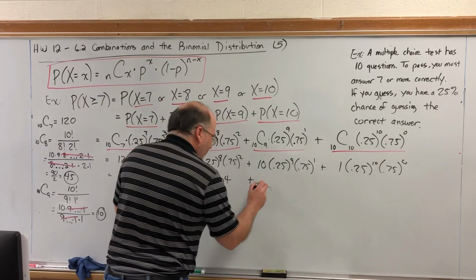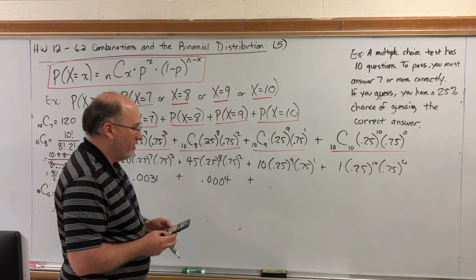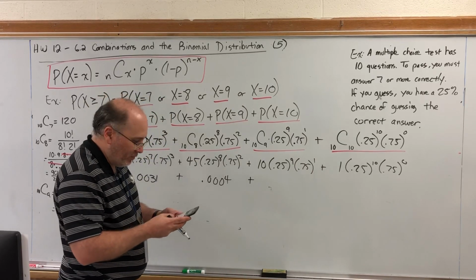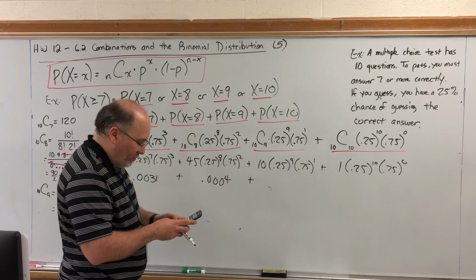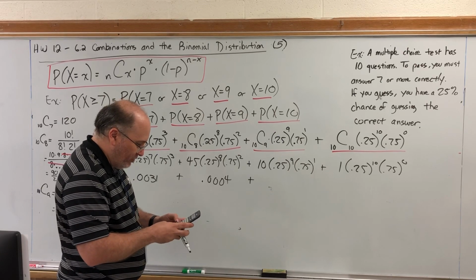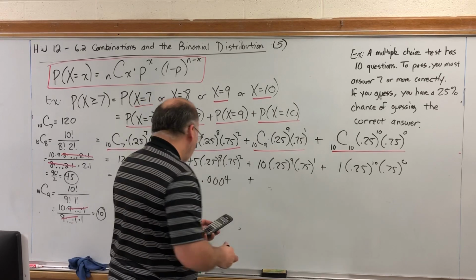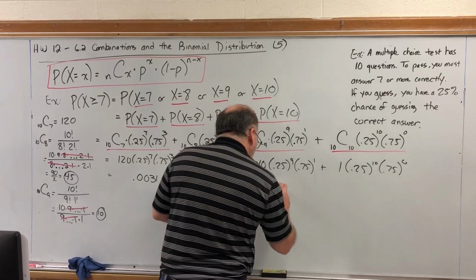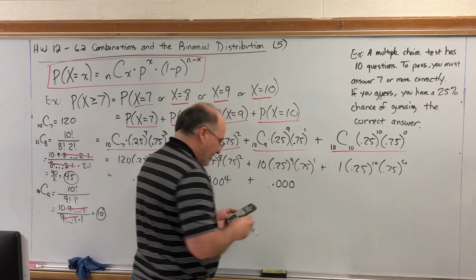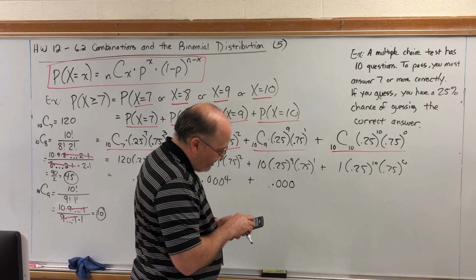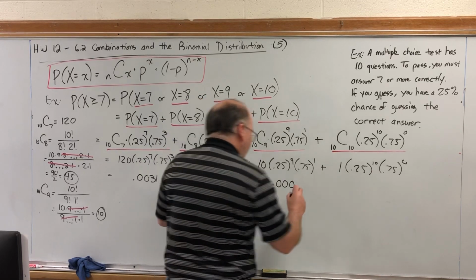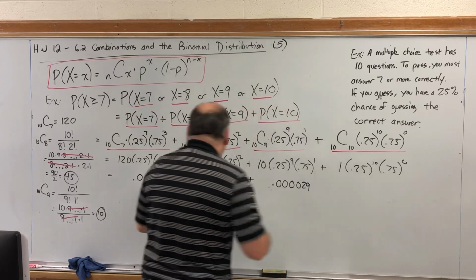I get the feeling this next one is going to be so small that it rounds off to 0 when you round it to 4 decimal places. 10 times 0.25 to the 9th times 0.75 to the 1st. Yep. 0.000. You know what? I'm going to take these to 6 decimal places. 0.000029. Don't worry, I'll go back and pick up this one.